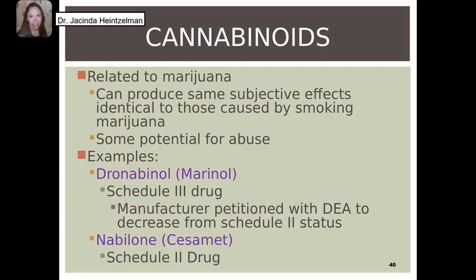Cannabinoids are going to be related to marijuana, and we've got to think about these. They can produce the same subjective effects that are identical to those caused by smoking marijuana. So when we think about these types of drugs, there is some potential for abuse. Example would be Marinol, and this is a Schedule 3 drug, so that means there is a potential for abuse, less potential than the Cesamet, that's a Schedule 2 drug, so more likely that the Cesamet will cause abuse.